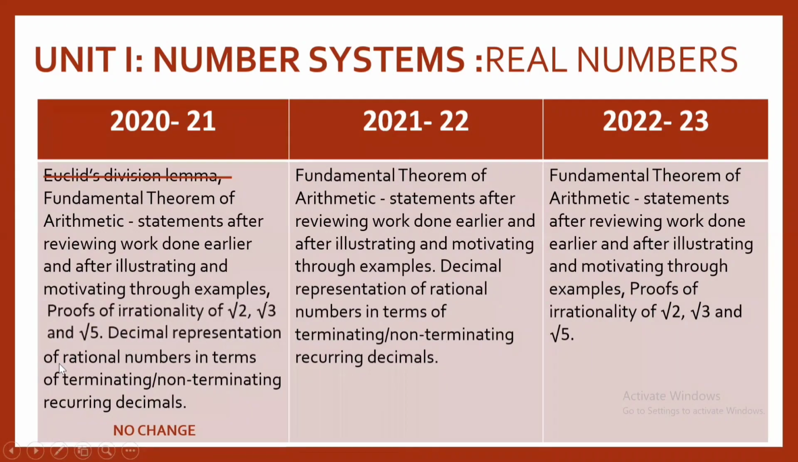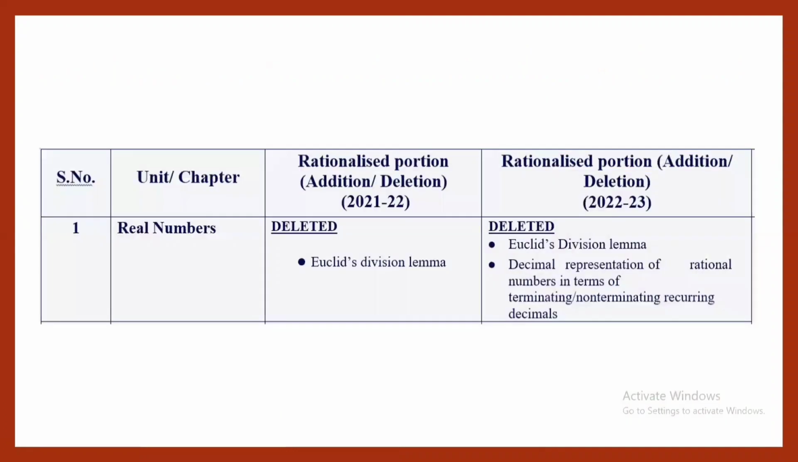The decimal representation of rational numbers in terms of terminating, non-terminating, and recurring decimals is not there. So if we summarize the whole thing, in the chapter of Real Numbers this year, Euclid's division lemma is no longer there, and the decimal representation of rational numbers in terms of terminating, non-terminating, recurring decimals has also been deleted. So two things deleted. Quite a major portion of the chapter has been deleted.